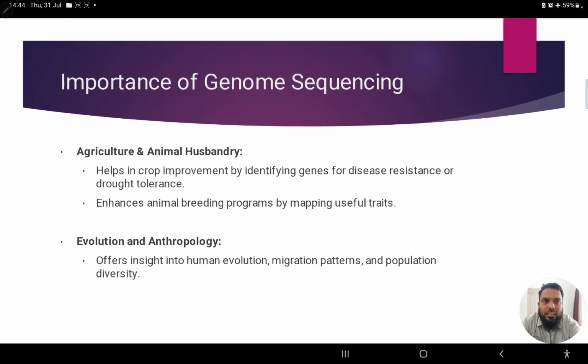Again, in agriculture and animal husbandry, we see the genome sequencing of plants, right? Genome sequencing of various types of vegetative organisms helps in crop improvement. Genes for disease-resistant or drought-tolerant crops can be identified, right? By altering the gene, we can make the particular crop resistant to different types of diseases. It can enhance animal breeding programs by mapping useful traits, right?